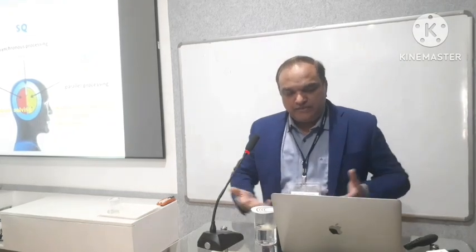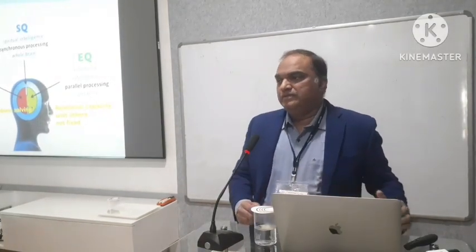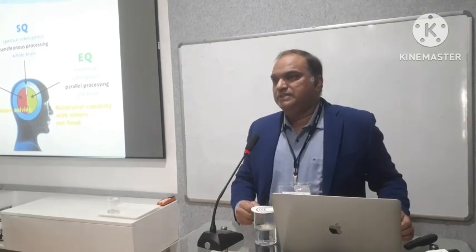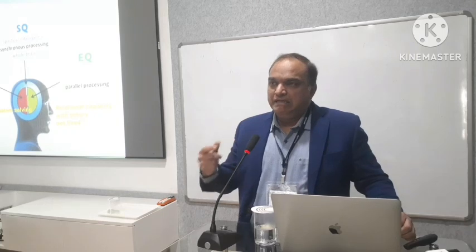Then the highest form of intelligence is spiritual quotient. IQ, left brain, EQ, right brain. When there is synchronous processing of the whole brain, that is responsible for spiritual quotient, SQ. This is again a measurable thing. Higher the SQ is, higher is inner peace, happiness within you.